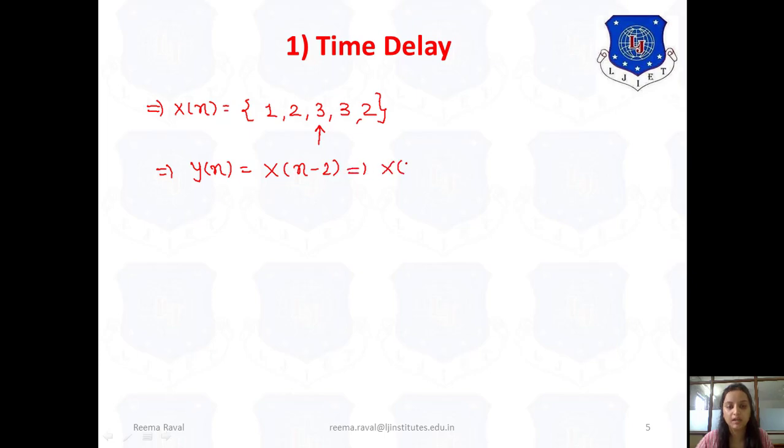This indicates time delay, that is n minus k. So I am delaying this by 2 samples. What I need to do is delay this position by 2 samples. To obtain x of n minus 2, this arrow will be shifted by 2 positions to the left side because I am giving the delayed signal, right?